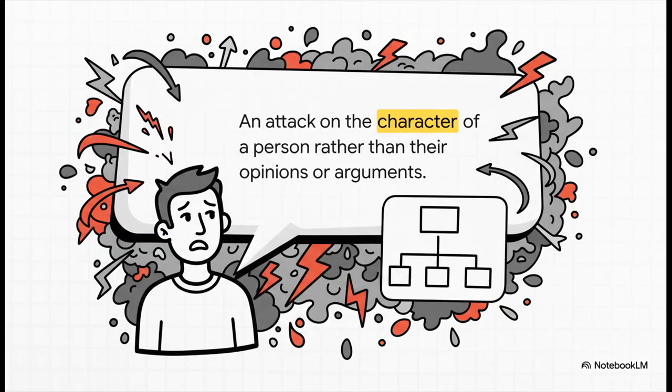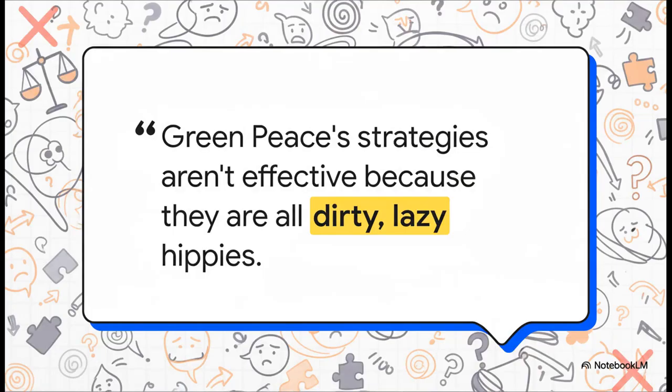First up is a classic, one you see all over the internet, the ad hominem. This is when, instead of dealing with the actual argument, someone just starts attacking the person making it. It's a total diversion. So, take this example. Notice how it doesn't say anything at all about their strategies? It's just name-calling. That's a textbook ad hominem. It completely ignores the point.